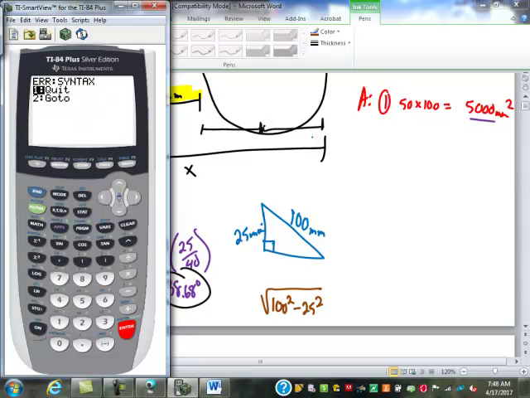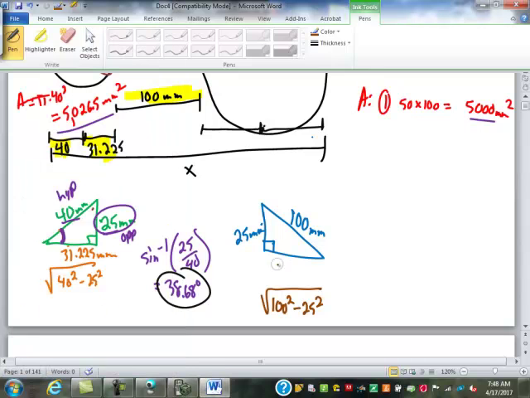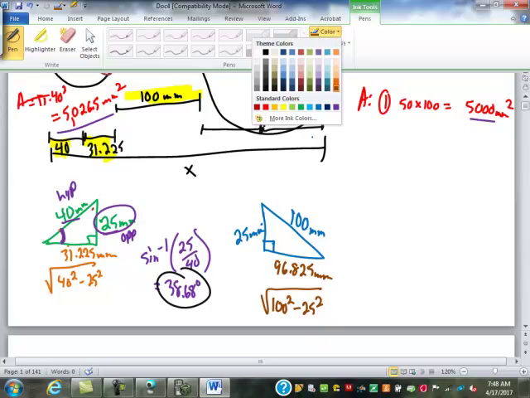That ain't gonna work. Let me try that again. I hit a wrong key and I couldn't get out of it. Try that completely over. There we go. 96.825, it looks like, millimeters. What else can we find here that we need to know?